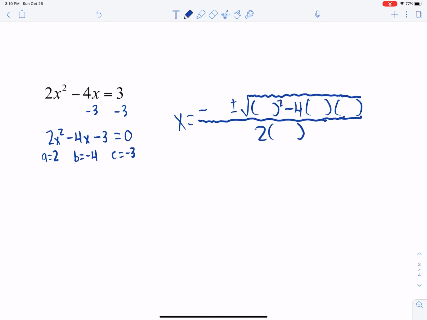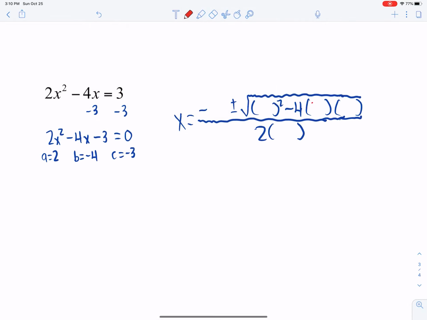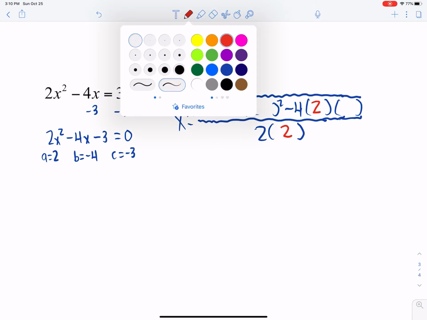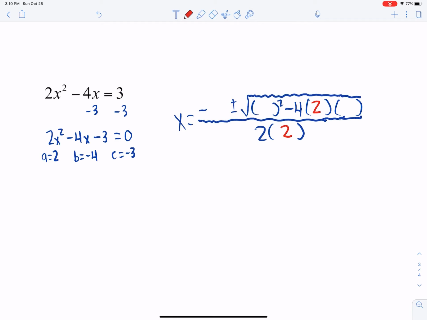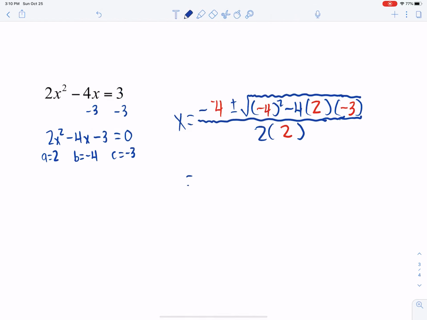So in this case, A is 2. A goes in the formula here and here. B is negative 4. B goes in the formula here and here. C is negative 3, which goes in the formula right there. Now that we've plugged things in, we can simplify it.